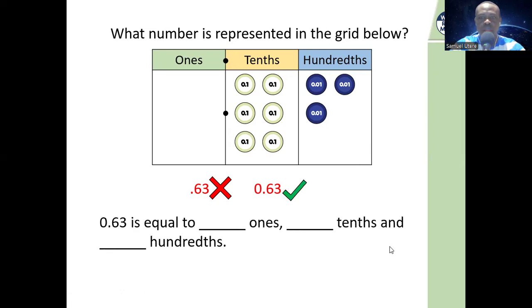So if we want to write this out as we complete this sentence below, it's going to be 0.63 is equal to 0 ones, 6 tenths, and 3 hundredths. And we can write the number sentence as 0.63 is equal to 0.6 plus 0.03.